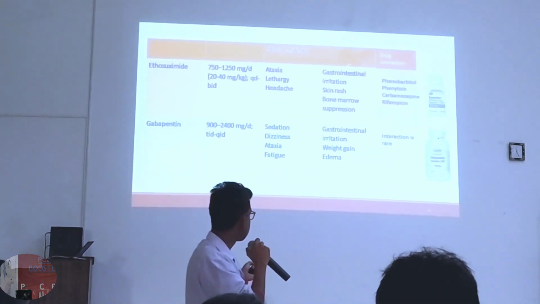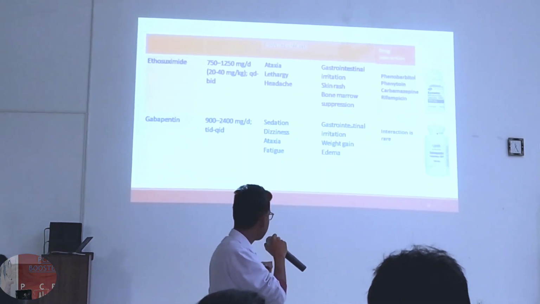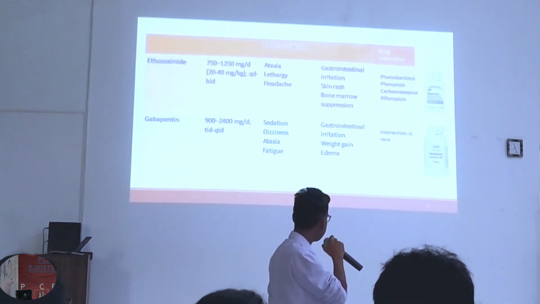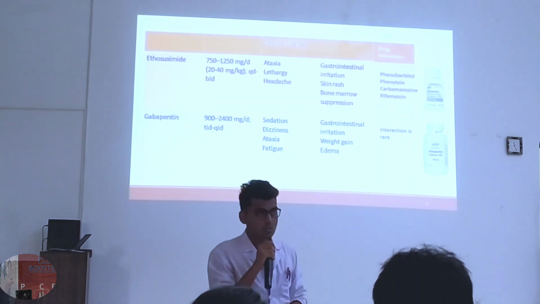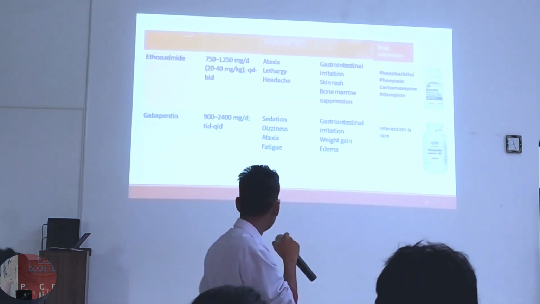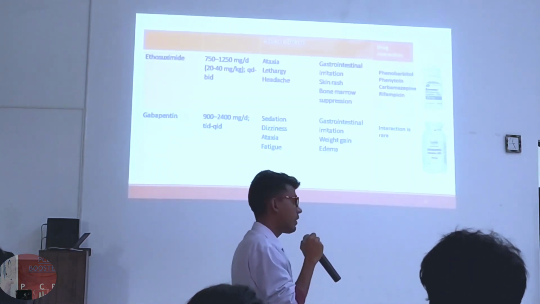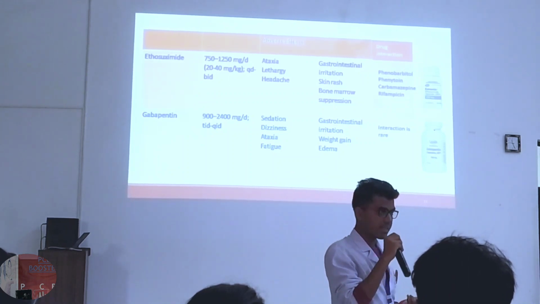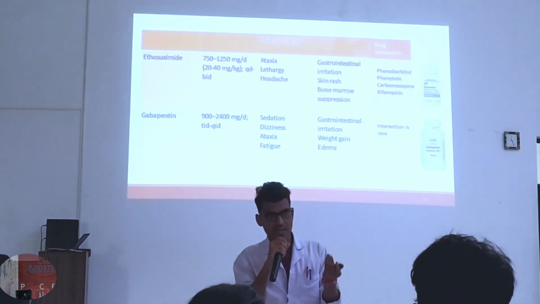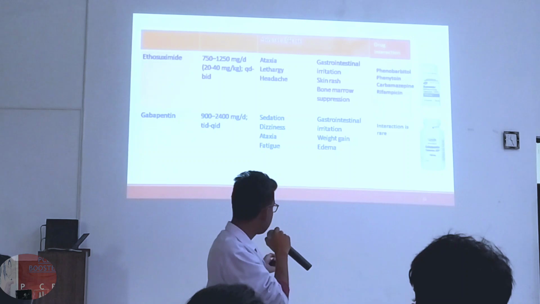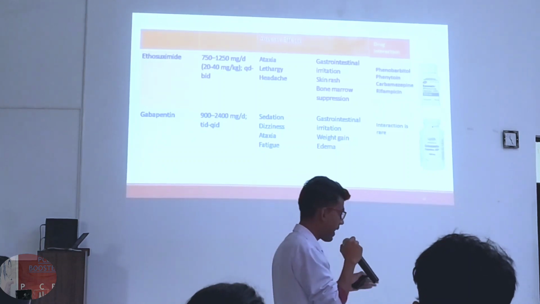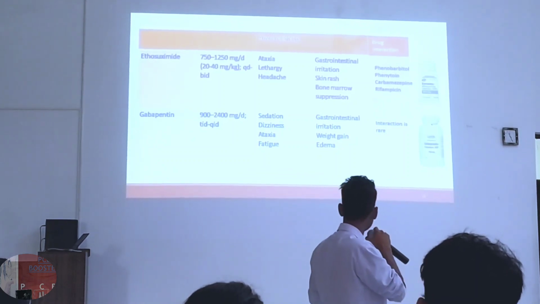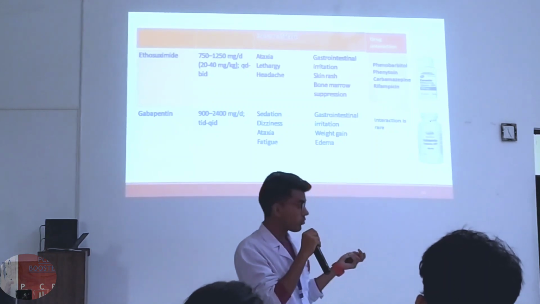Similarly, for ethosuximide the most important adverse effect is bone marrow suppression. So before starting ethosuximide, we have to assess the patient's CBC for a baseline. And again after starting ethosuximide, we have to reassess so that we can manage the side effects of this drug. Again, lethargy and ataxia are other side effects.